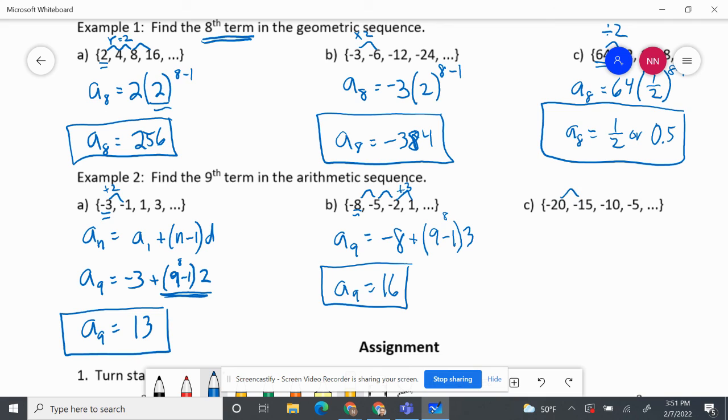For the next one, what's happening is it's adding 5. So I have a sub 9 equals negative 20 plus I have 9 minus 1, and I times it by 5. Once again, 9 minus 1 is 8. 8 times 5 is 40. Minus 20 gives me 20.